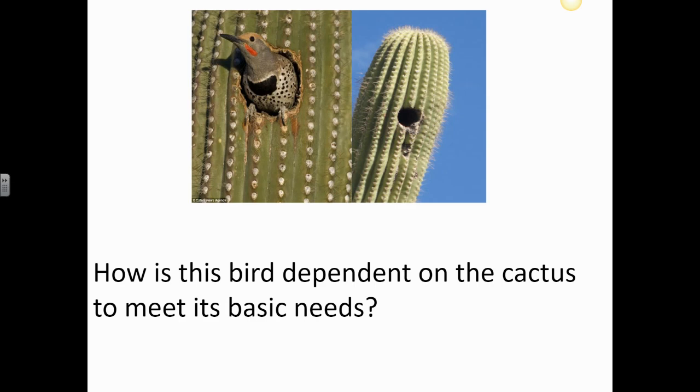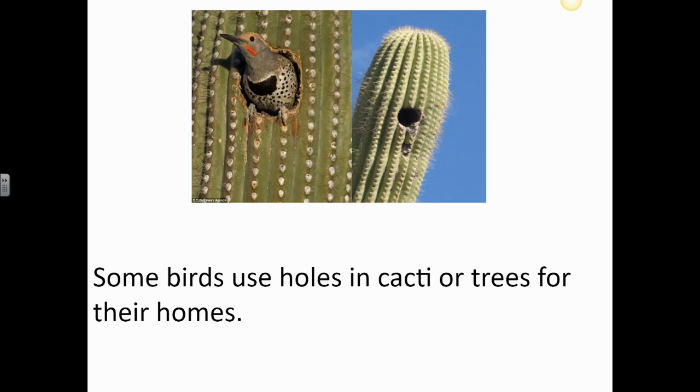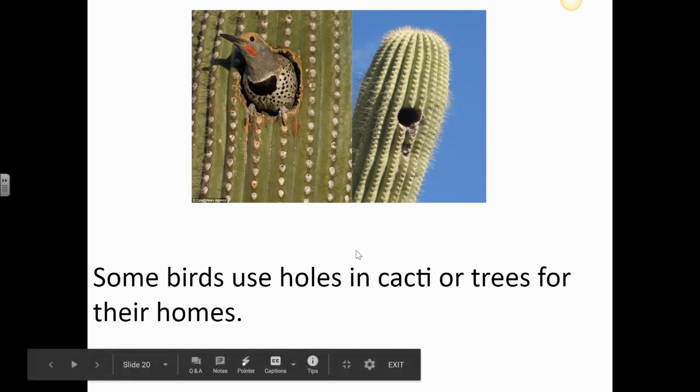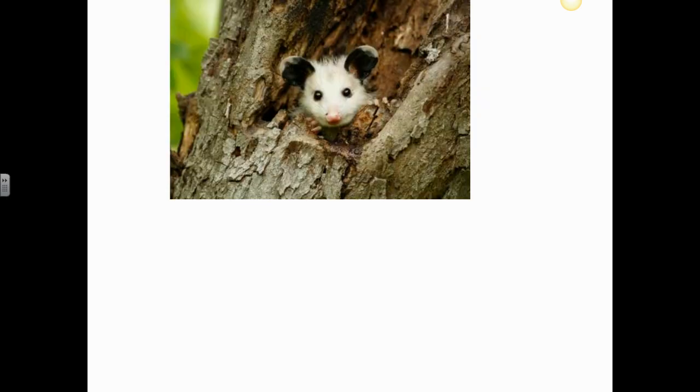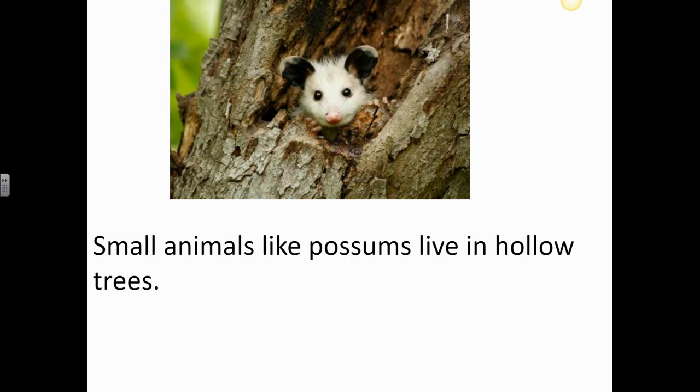How is this bird dependent on the cactus to meet its basic needs? Some birds use holes in cacti or trees for their homes. Notice that word cacti. More than one is cacti, not cactuses. Little tip there for you. How is the possum dependent on the tree to meet its basic needs? Small animals like possums live in hollow trees. So the trees provide shelter for the possums.